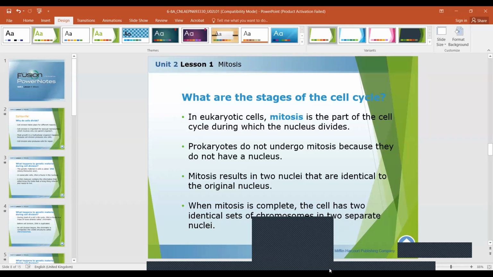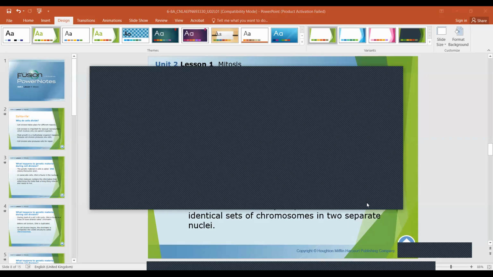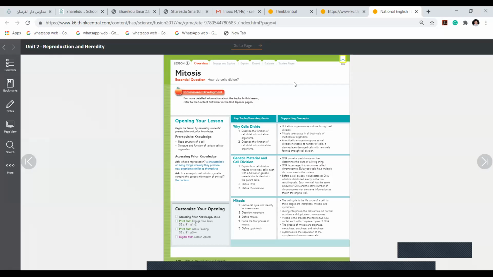I hope you all remember the word mitosis we did. Okay. Do you remember something about mitosis? Mitosis, what was that?